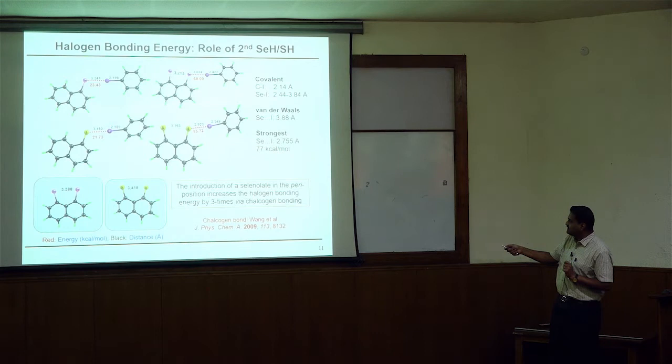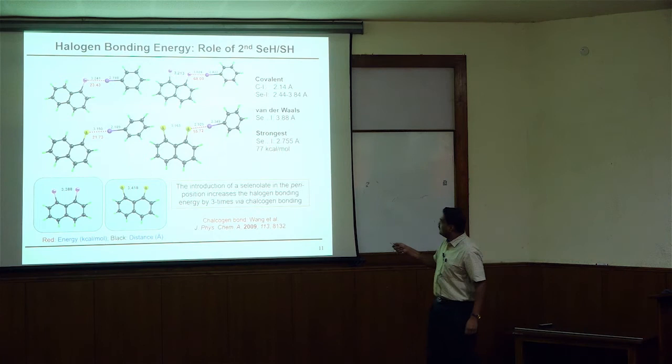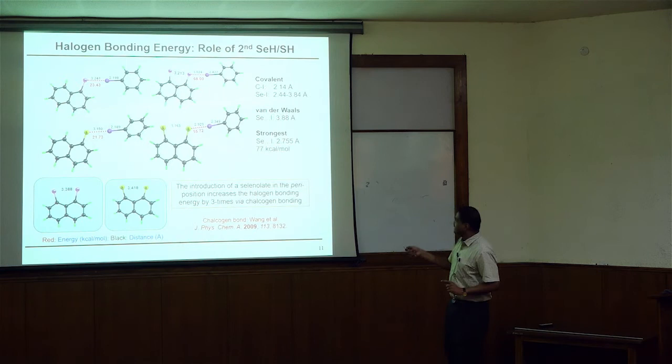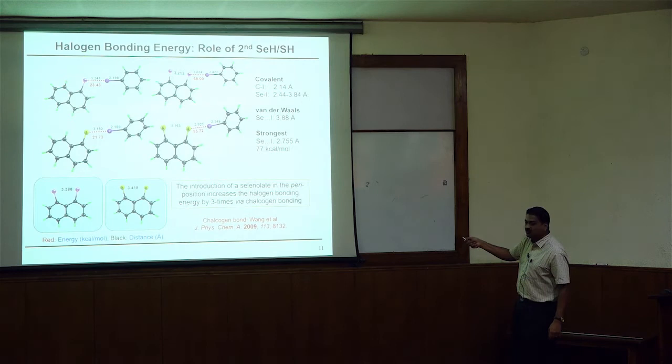So what we found was that when the lone pair on the selenium interacts with the sigma hole of iodine, it leads to an elongation of the carbon-iodine bond. The covalent bond is 2.14, you can see it is 2.4 here, and there is a shortening of the selenium-iodine interaction. It is 3.02, which is lower than the van der Waals distance of 3.88 angstrom.